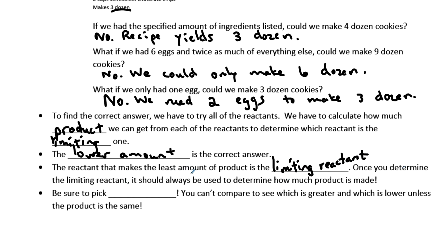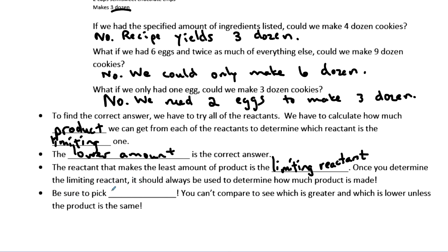Once you determine the limiting reactant, it should always be used to determine how much product is made. So once we know this limiting reactant, all of our stoichiometry calculations are based off of the amount of limiting reactant. Because if you went and used the excess reactant to do your calculations, it would give you too much product. And that's actually impossible in that given situation. So I think this will become a lot more clear once we do an example.